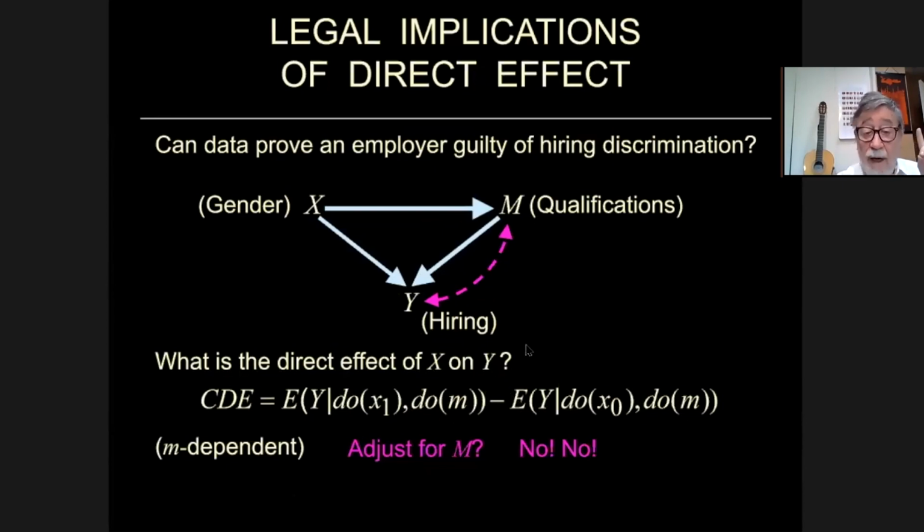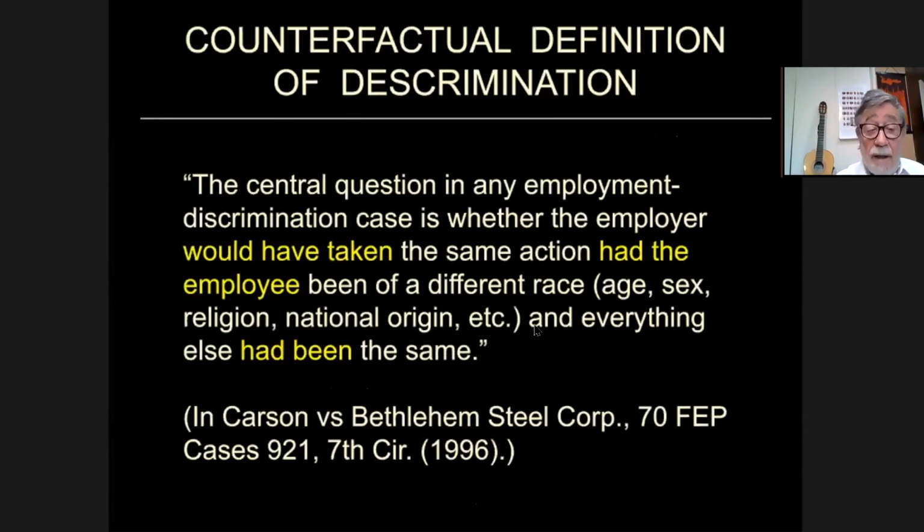It's still not perfect, because the law has a different notion of what constitutes discrimination. Lawmakers say that in the employment case, the question would be whether the employer would have taken the same action had the employee been of different race or age or sex and so on, and everything else had been the same. You see here a combination of counterfactuals, actually a nested counterfactual, and it's talking about the individual here, not about the population, but the individual.